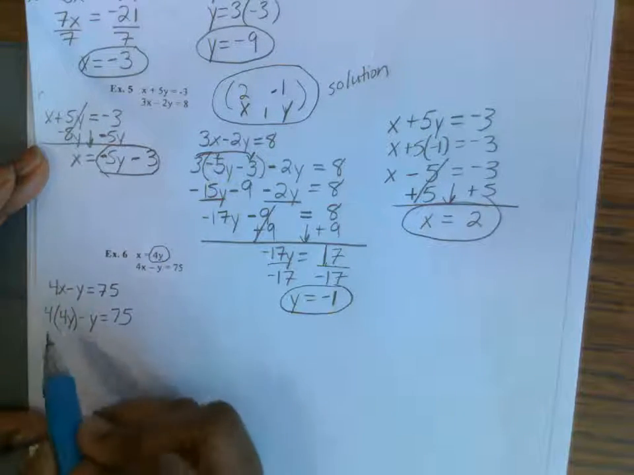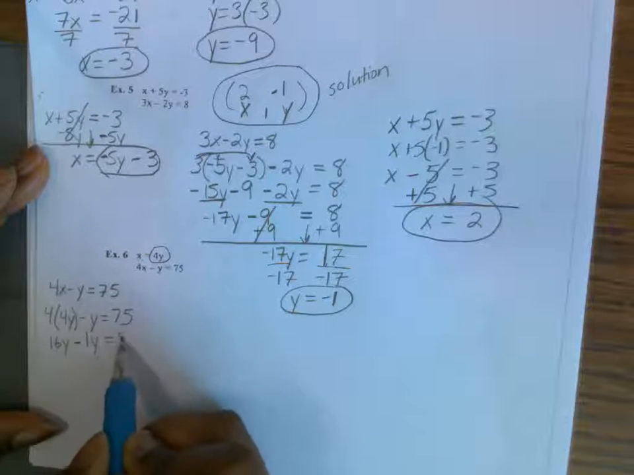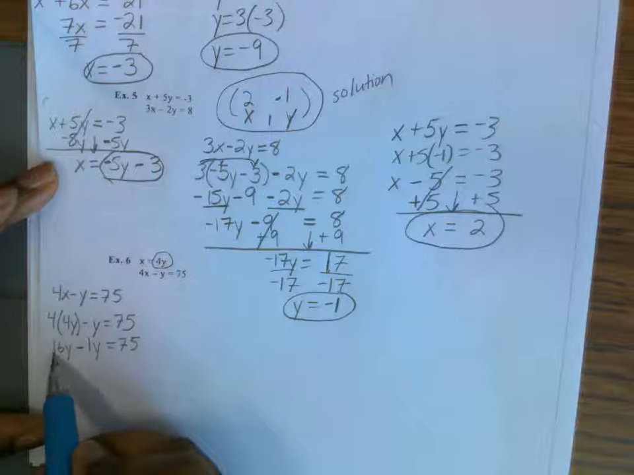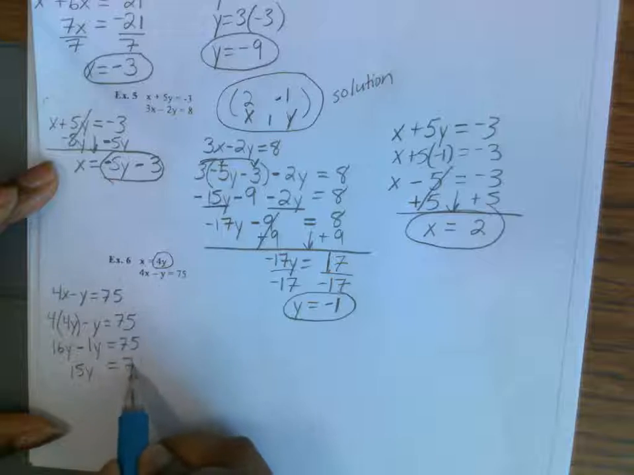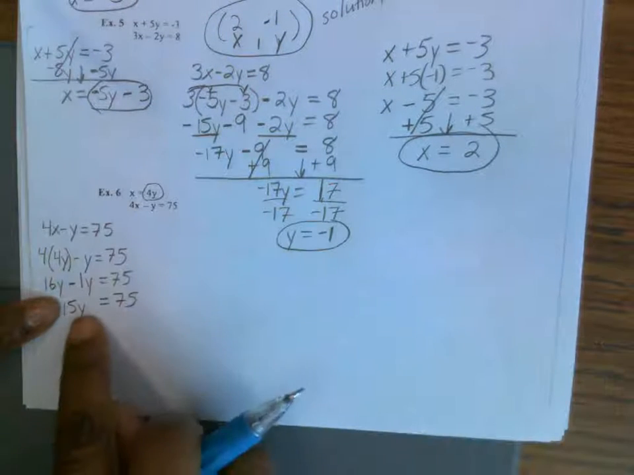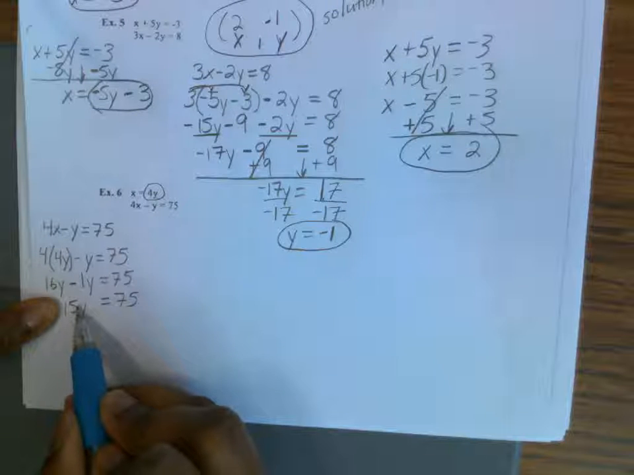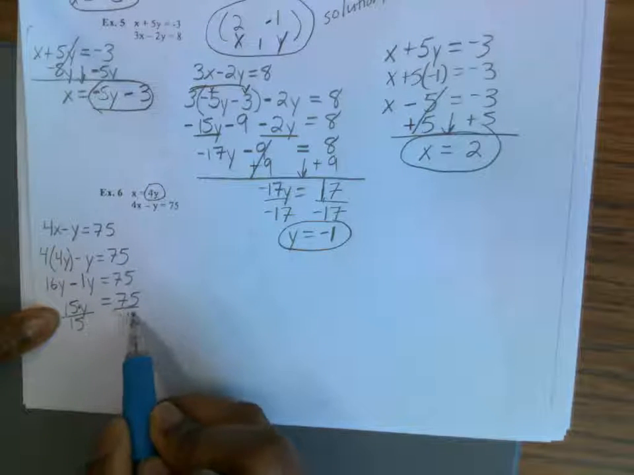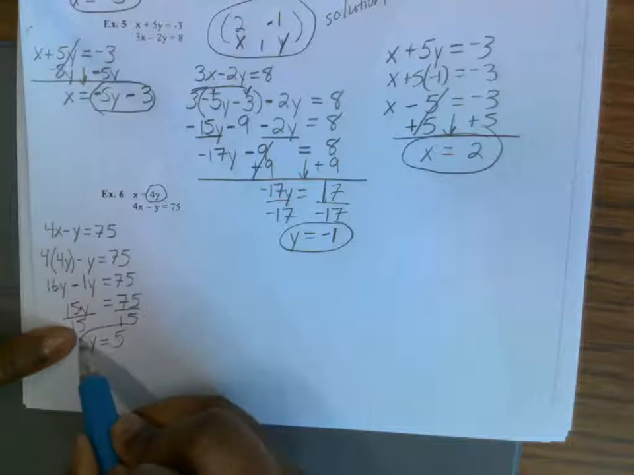I'm going to simplify this. So this gives me 16y minus 1y is equal to 75. 16y minus 1y is 15y. Bring everything else down. To isolate the variable y, I've got to get rid of this 15. Since this is multiplication, the opposite of multiplication is division. So I'm going to divide both sides by 15. This is going to give me y is equal to 5.